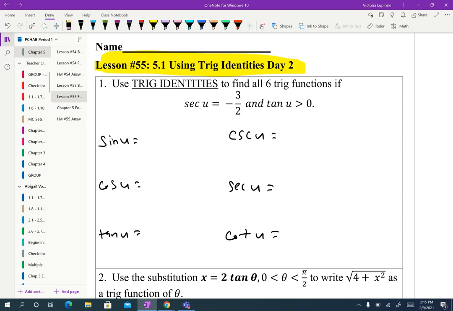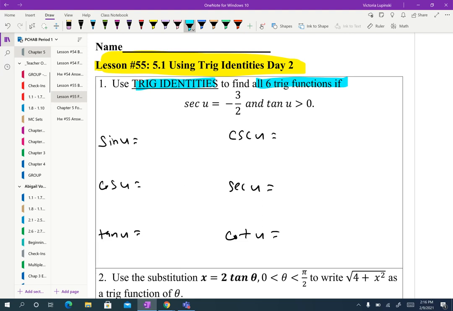So here in number 1, you're going to go ahead and try to use trig identities to find all 6 trig functions given those 2 pieces of information. Notice I started by writing the 6 trig functions. The variable in question is u. I wrote the big 3 on the left side and then their reciprocals on the right side.